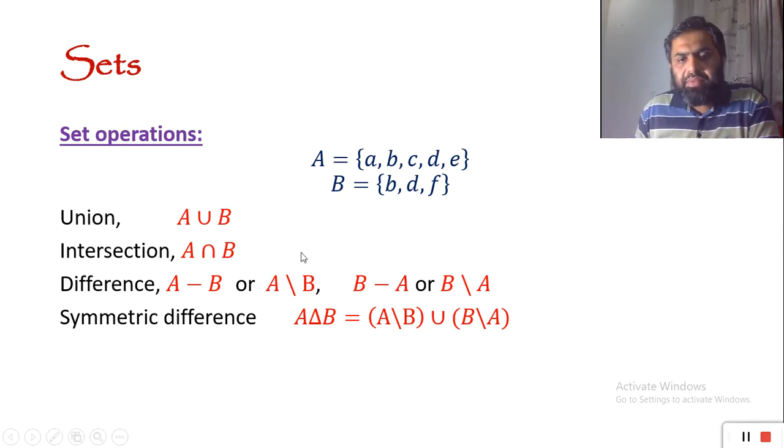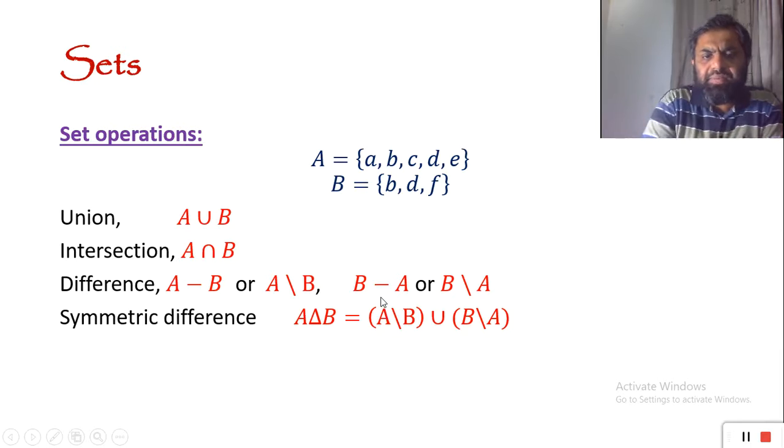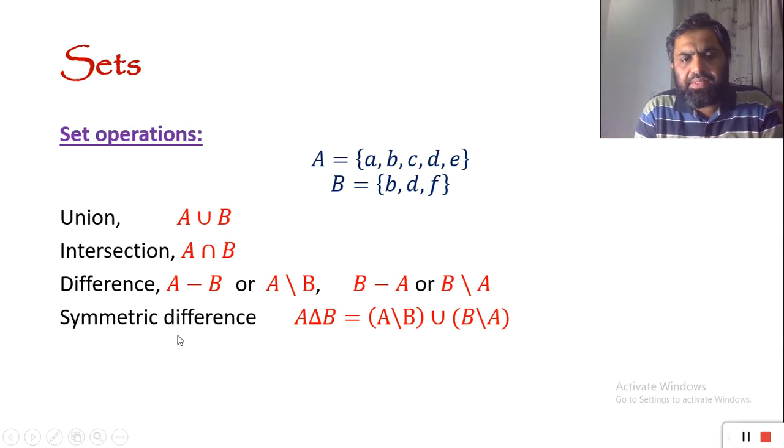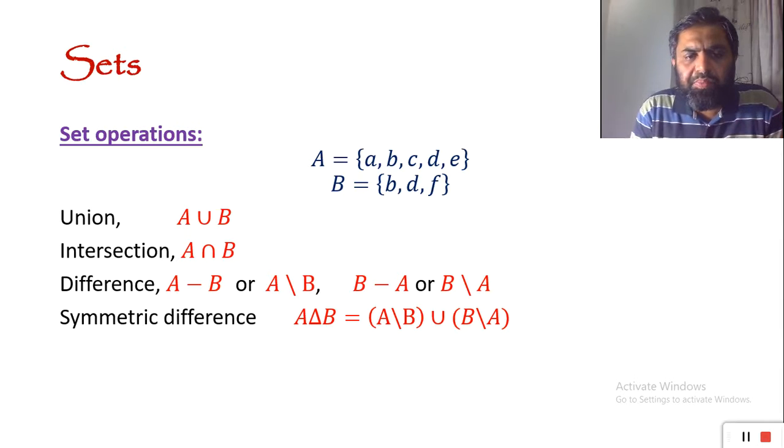Similarly, we can define B minus A as the difference set: those elements which are present in set B but not present in A. And then we have something like the symmetric difference. The symmetric difference is the union of A minus B and B minus A. We see at what points the two sets A and B are different from each other.